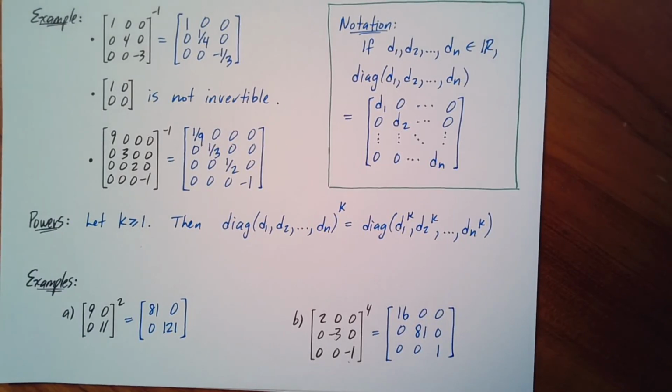So finding the inverses of diagonal matrices whenever possible and computing powers of diagonal matrices is very convenient, and it's quite easy to do compared to other matrices.